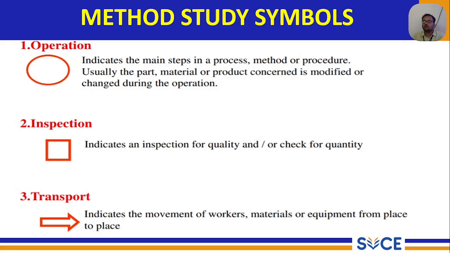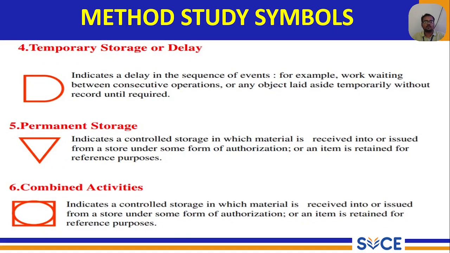Now, what are the method study symbols we are using? The detailed description of your method study symbols: operation, inspection, and transportation. As I said, operation is indicated by a circle, inspection by the square, transportation by the right arrow mark, temporary storage or delay by a symbol of D, permanent storage by the inverted triangle, and combined activity, which means that there are two or more activities which are carried out together.